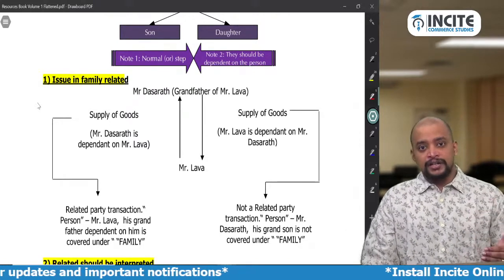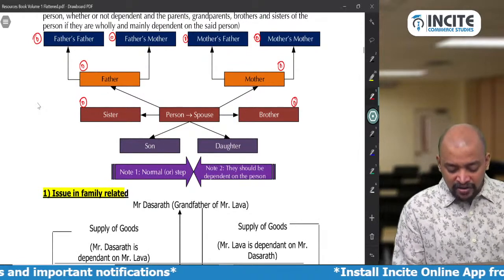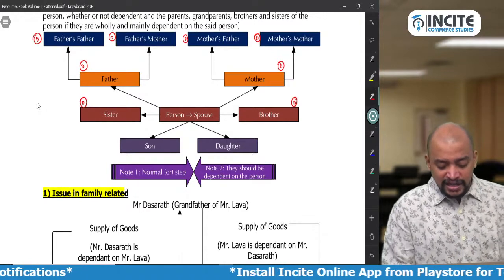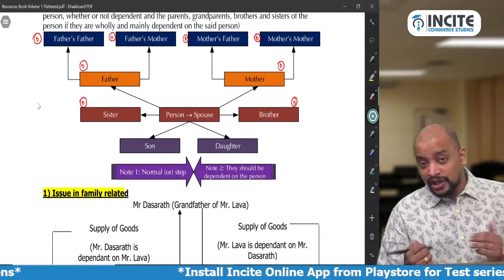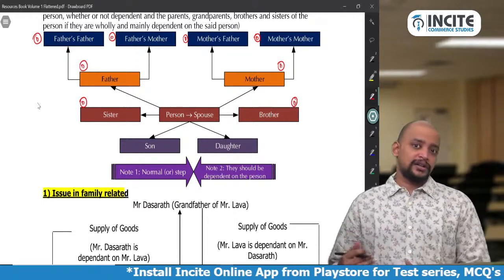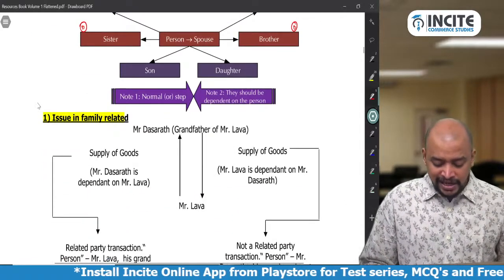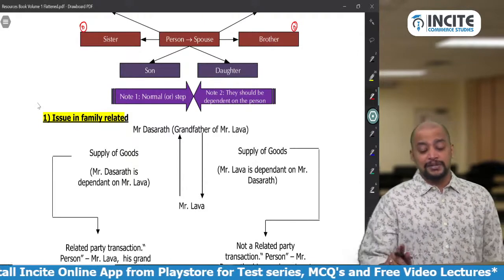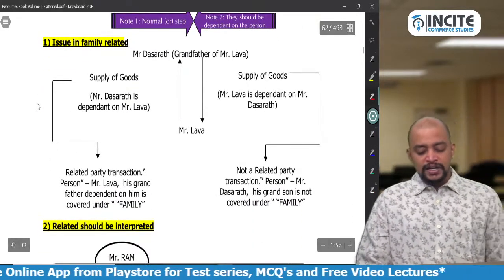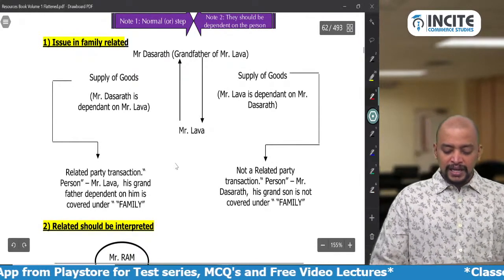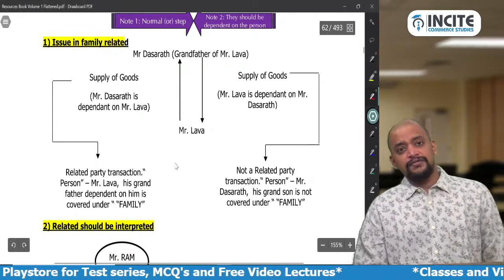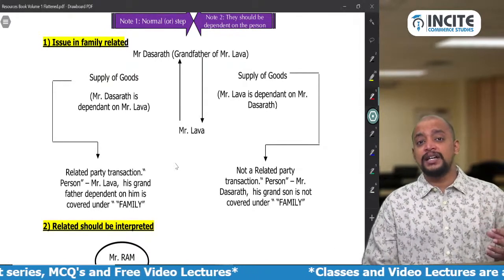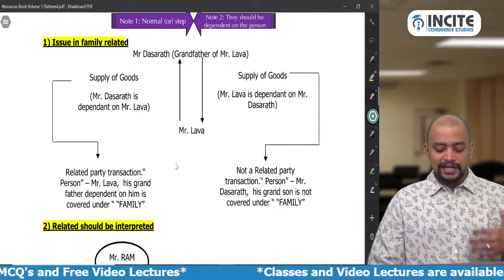For a grandfather, you keep the grandfather under person. Grandchildren are not there, only children. The second line is not there. So therefore, it is not a family. Even though Mr. Lava is dependent on Mr. Dasarath, it is not a related party transaction. Why? Because Mr. Dasarath's grandson is not covered under family. Got it? So who is the person here? Mr. Dasarath. His grandson is not covered under family.